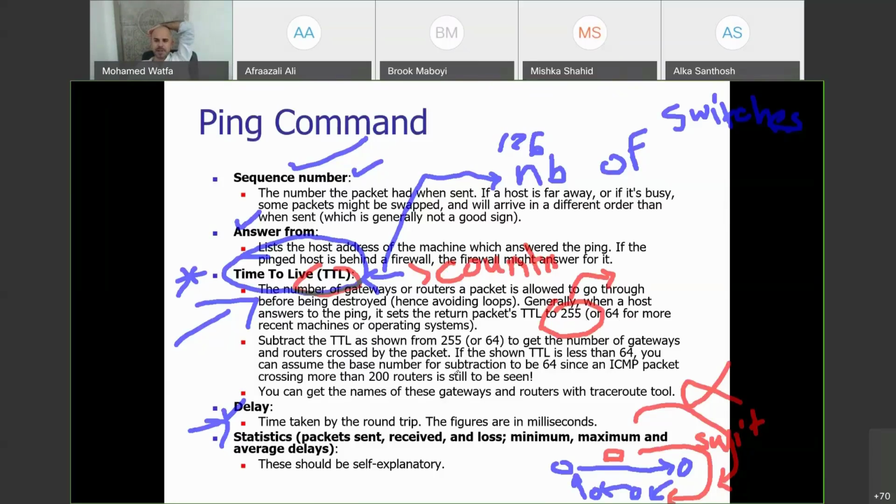Yes, Mishka, indeed. When the TTL goes to 0, the packet is killed, is ignored. So we don't forward it anymore. The gateways will not send it anymore. We'll simply delete it. Okay? So I like this TTL. It's nice to know the TTL as well because we can play around with it.